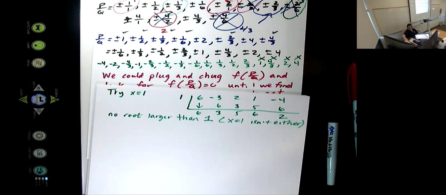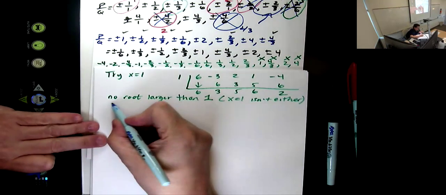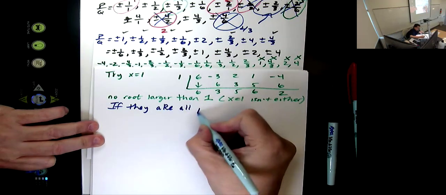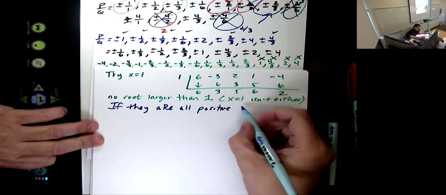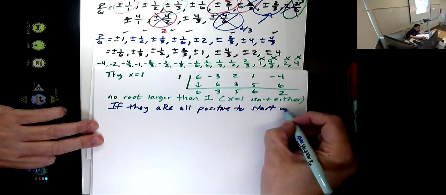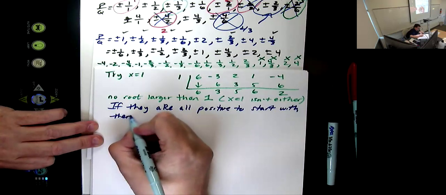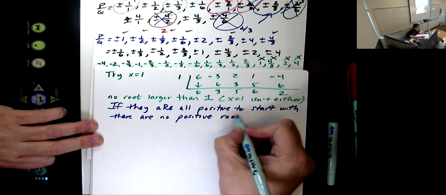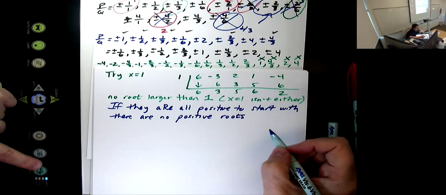I wonder if he has Descartes in here. What if the original problem just happens to be all positive? Then you can literally knock out all positive roots. Oh, okay. That's a good question. So this is fun. If they are all positive to start with, there are no positive roots, because there's no way to get the number to go back down to 0. There's no way to introduce a negative.